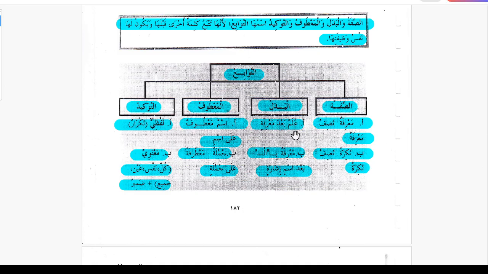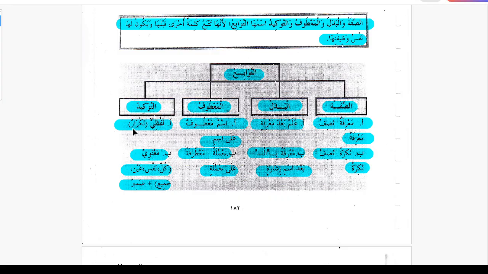Similarly, al badal can be a name after ism marifa, and it can be marifa with ism ishara. We have studied that. Al matuf is an ism matuf on an ism, one word only. It can also be a jumla matufa on another jumla.